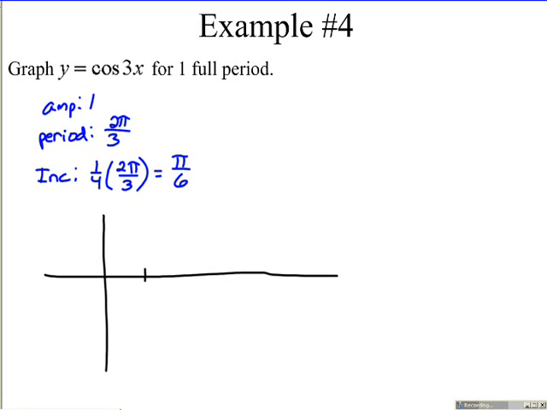Zero plus pi over 6. Pi over 6. Pi over 6 plus pi over 6 is 2 pi over 6. And simplify. 2 pi over 6 plus pi over 6 is 3 pi over 6. Simplify. 4 pi over 6 and simplify. Amplitude, 1. It's a cosine graph. It is positive. Positive cosine graphs start up above the center line and fill out your pattern. Connect with a smooth curve and you're done.